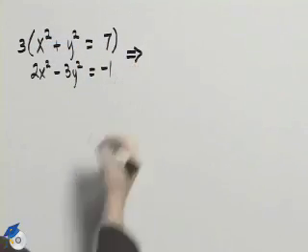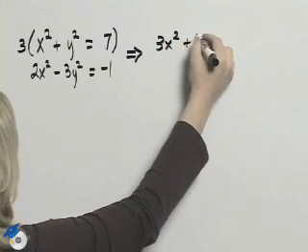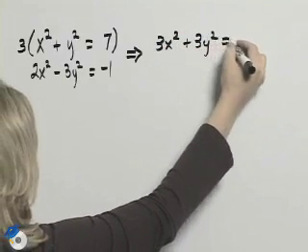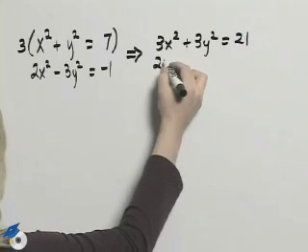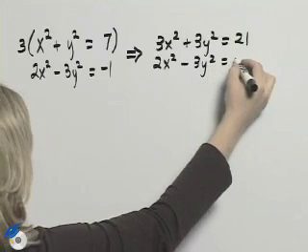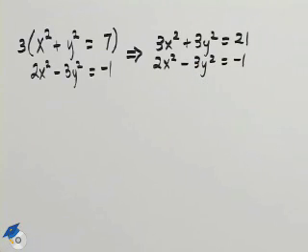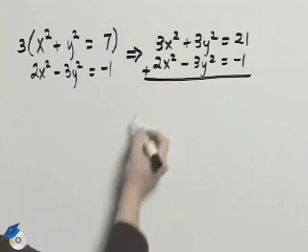I'll write the result to the right. We'll have 3x squared plus 3y squared equals 21. Don't forget to multiply the constant by the 3 as well. The bottom equation, we did not multiply by anything, so we'll just rewrite it. Now we can add these equations together.